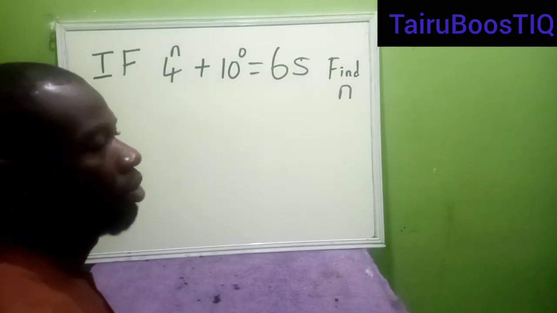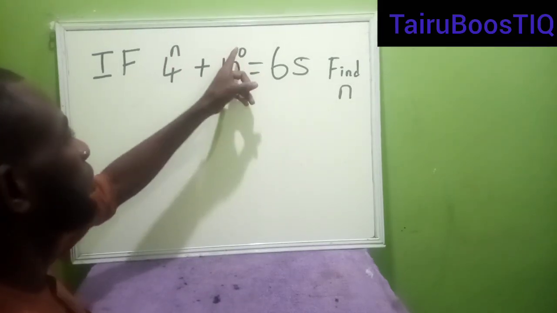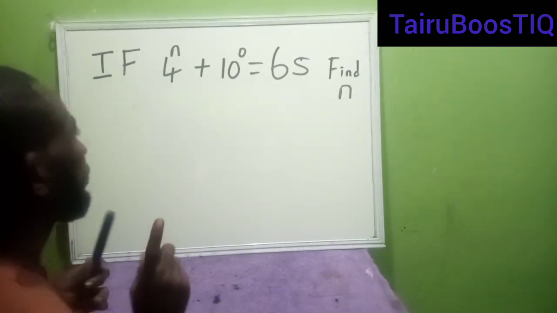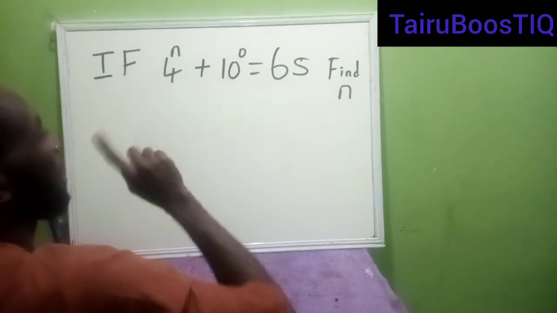Let's solve this question on the board. The question says if 4 raised to power n plus 10 raised to power 0 is equal to 65, what is the value of n? So first of all, what I'm going to do is deal with this 10 raised to power 0.